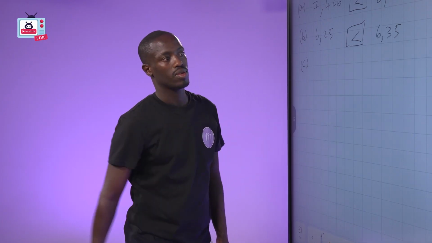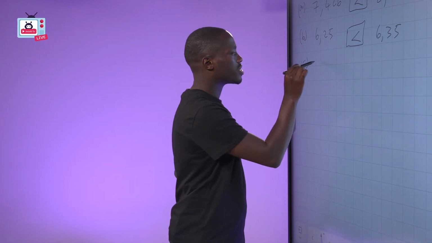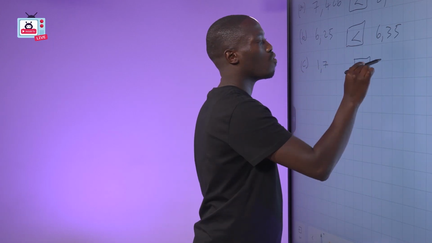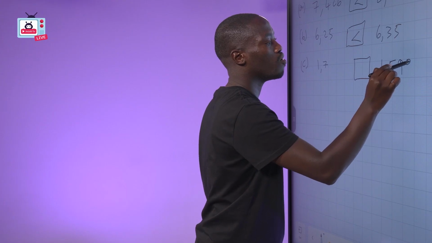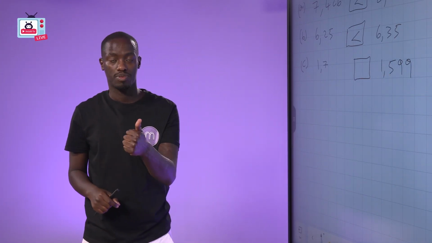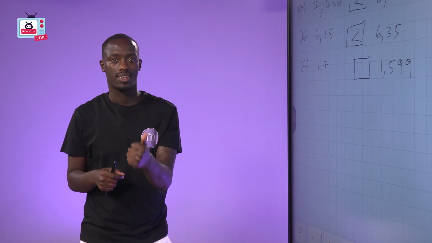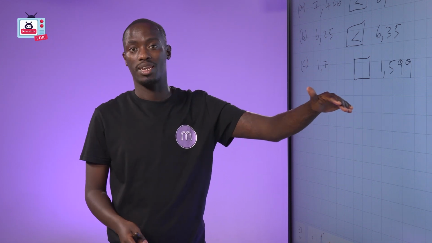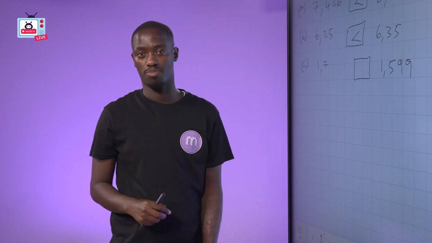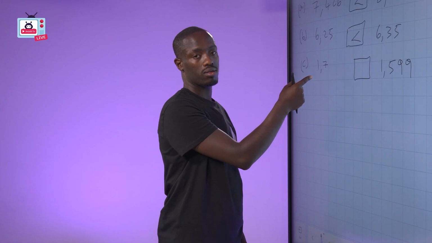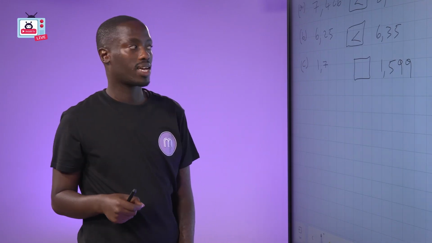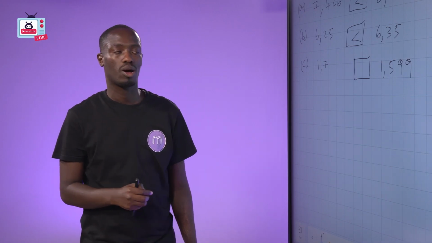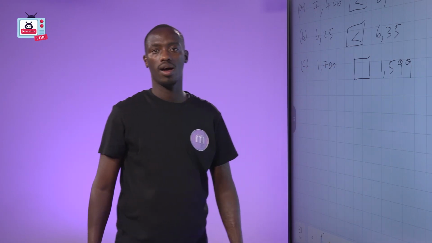C. C is an interesting one now. It says we are comparing 1,7 to 1,599. Remember our steps. The first step says you must get your numbers to have the same number of decimal places. But here I have 3 decimal places, and here I only have 1. Now, what did it also say? It said if you have a deficiency in the number of decimal places, you can extend it by putting zeros on the right-hand side.